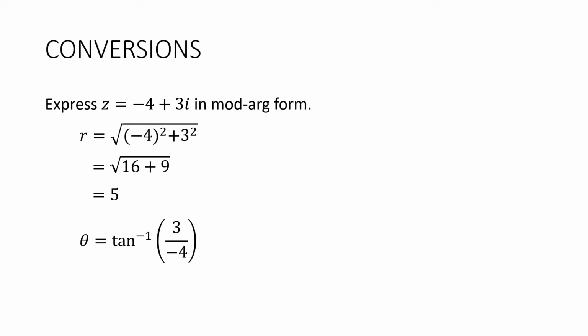Now let's work out the argument. It's inverse tan of 3 on negative 4. Now it's really important that you figure out which quadrant this is in. So don't be tempted just to float this negative up and just do inverse tan of negative 3/4. You'll get the wrong answer probably. So just a quick diagram.